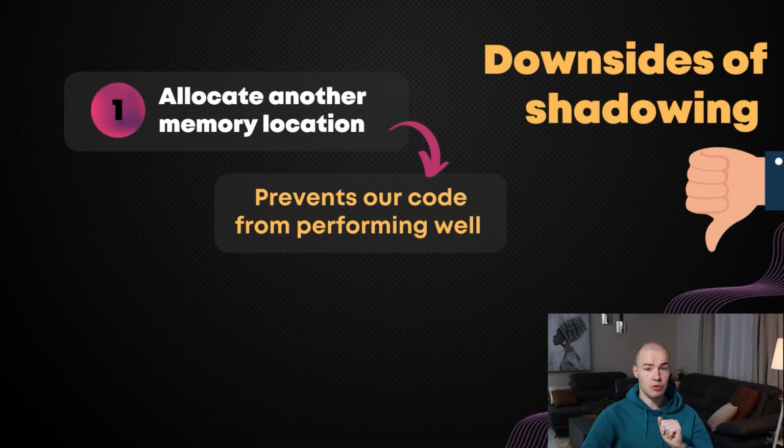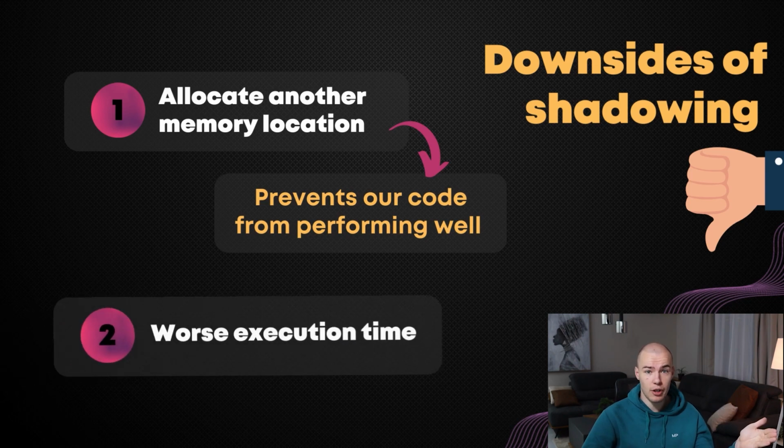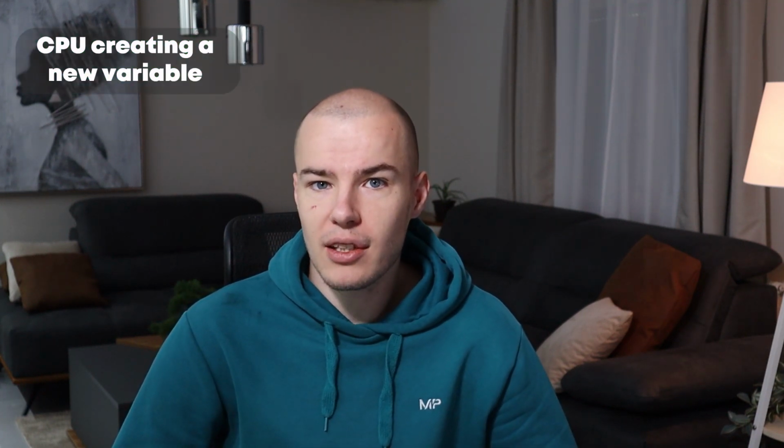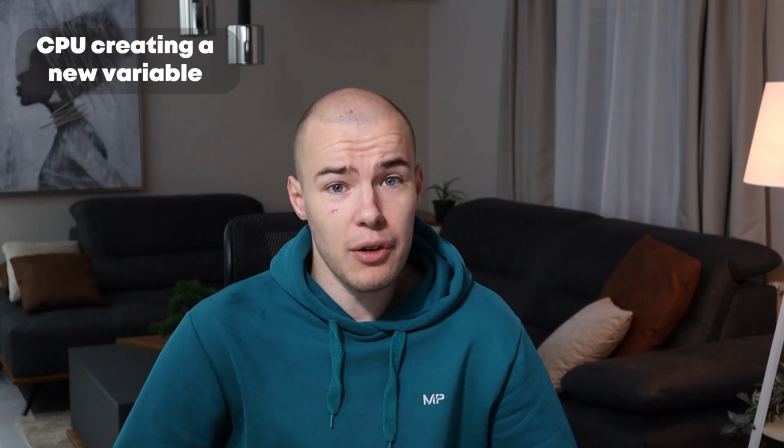And the second downside to using shadowing when compared to mutable variables is the fact that execution time will suffer. That is because updating an existing variable is much easier of a task for our CPU when compared to creating a new variable and assigning a new value to it. And when you think about it, it's expected behavior, because when our CPU needs to create a new variable, it has to do a lot of tasks.